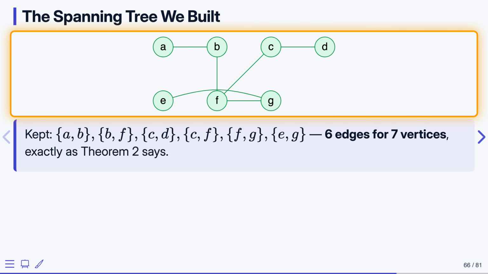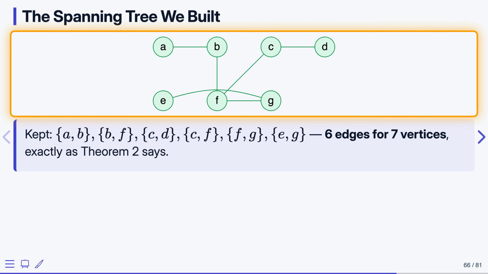This is the result, drawn in green. Trace it and check the two words for yourself. Is it connected? Start at A, you can reach B, then F, and from F you can reach C, G, and on to D and E. Every one of the 7 dots is reachable. So yes, it is connected.